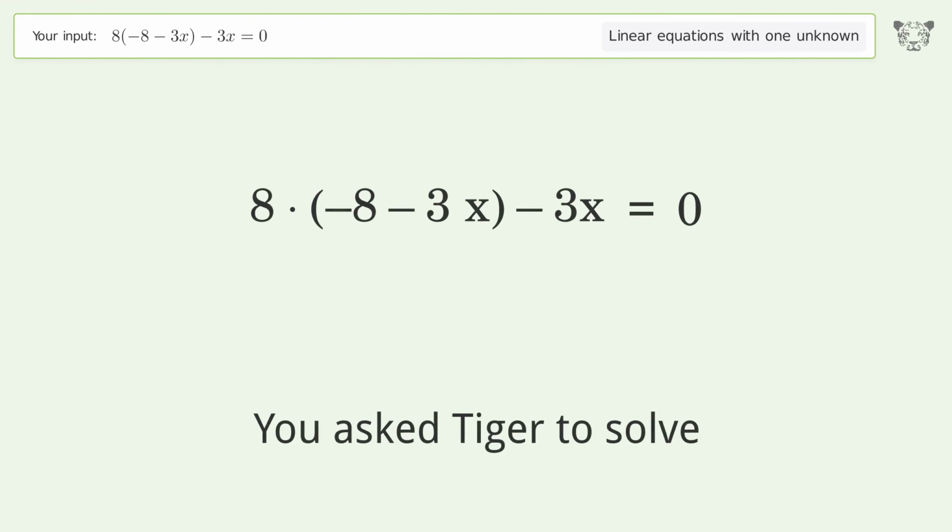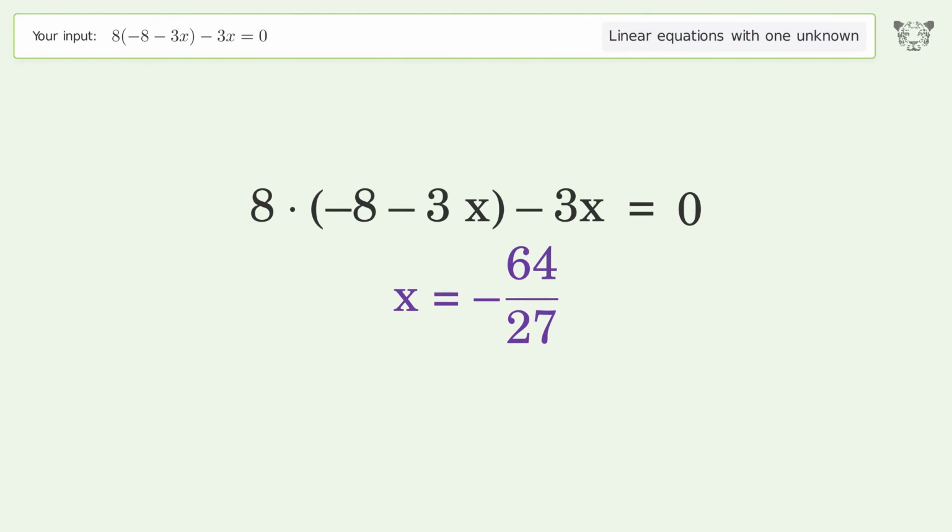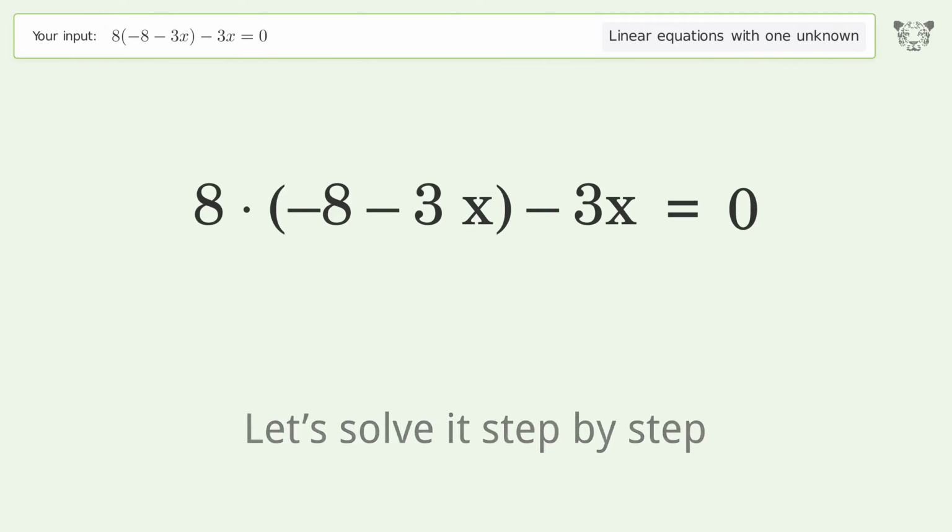You ask Tiger to solve. This deals with linear equations with one unknown. The final result is x equals negative 64 over 27. Let's solve it step by step.